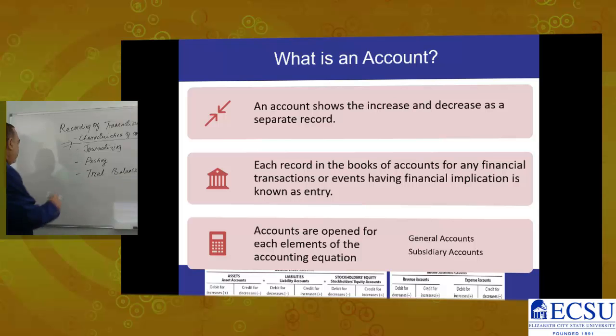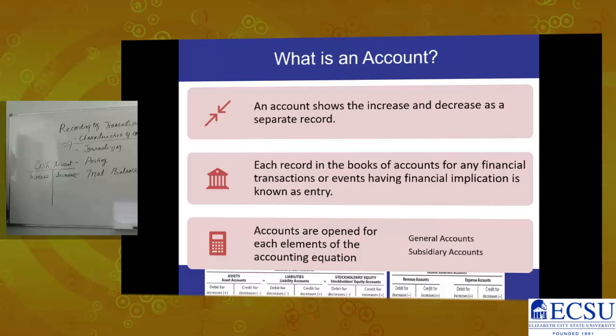Each record in the books of accounts for any financial transactions or events having financial implications is known as an entry. Let me just take an example. Supposing this is your cash account, okay? Now, this is an element of a record in our books of accounts. Now, it will show increase and decrease in this account. So that is what we are going to talk about in this first element.